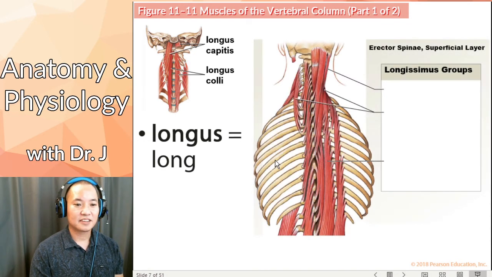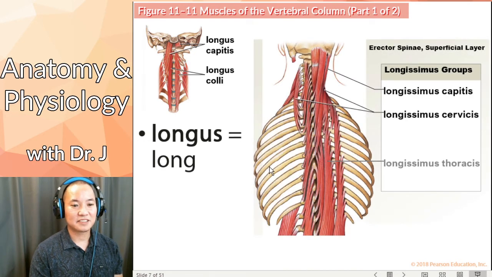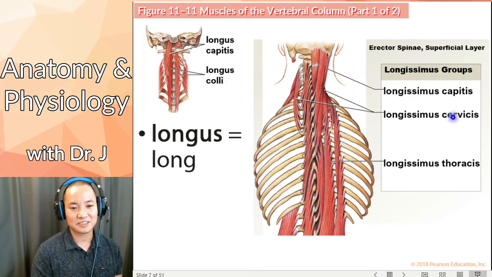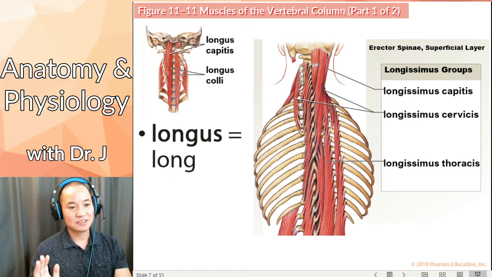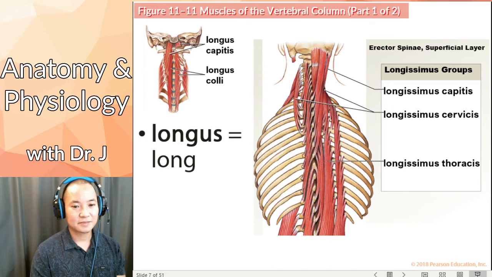Now, there's something called the longissimus group. What we have is the longissimus capitis, longissimus cervicis, and longissimus thoracis. Capitis referring to the head and skull, cervicis referring to the neck. I don't know why they called this one colli, this one's cervicis. But you already know cervix refers to the neck, and thorax refers to the chest, right? So which is longer? Just look at these two pictures. They're both looking at the posterior of the vertebral column. Which is longer, longus or longissimus? Yeah, so someone said longissimus, and you are correct.